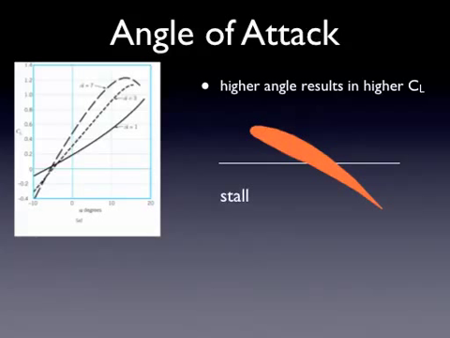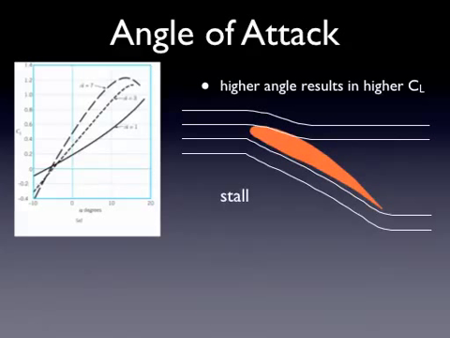If you tilt the wing too high up, as the air flows around it, it's not able to make that sharp turn and stick with the airfoil like it's supposed to. If it's too sharp a turn, it actually peels off and we're left with this vortex behind the wing. That causes all kinds of problems with the wing.